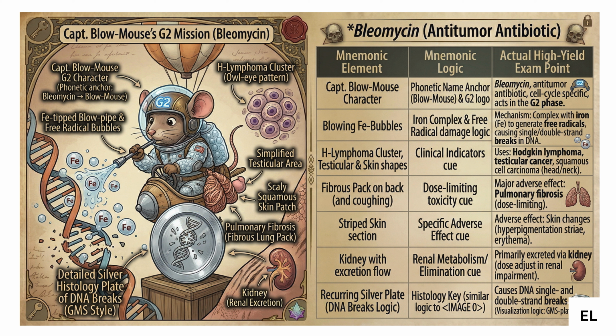Now look near the character's side. You will see structures representing the testicular region and a scaly skin patch. These reinforce the same idea. Bleomycin is used in testicular cancer and skin malignancies.